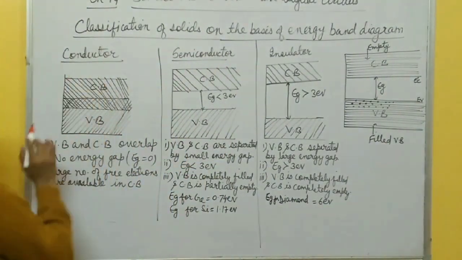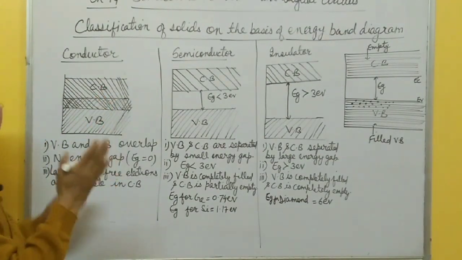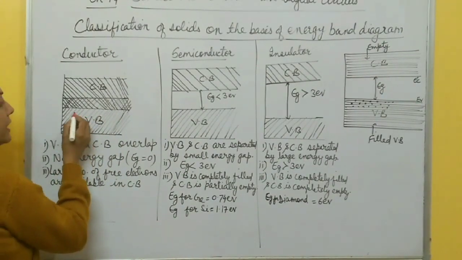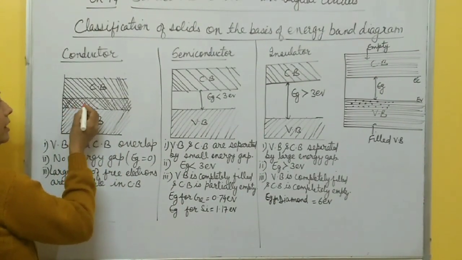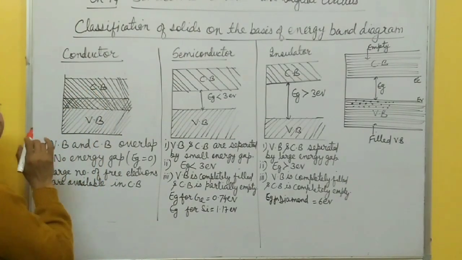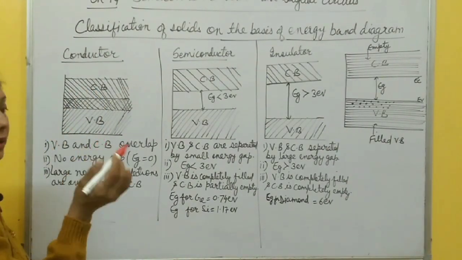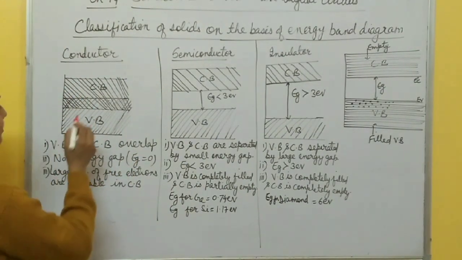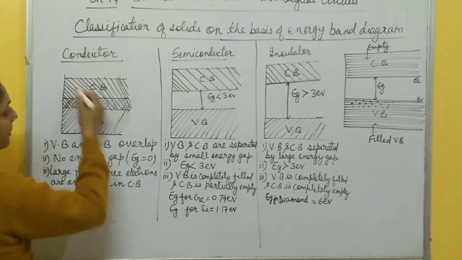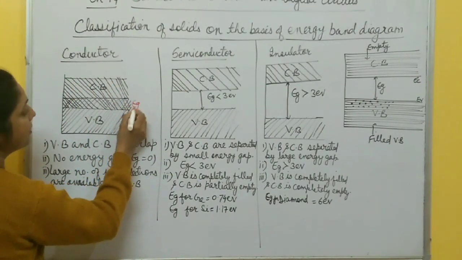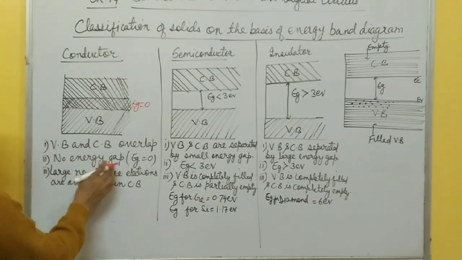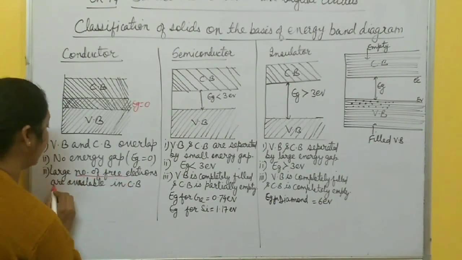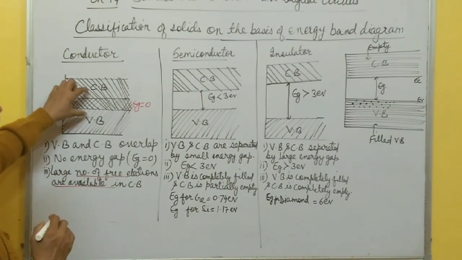insulators. In case of conductor, valence band and conduction band overlap, and due to overlapping, the valence electrons easily move to the conduction band and they are ready for conduction. That's why conductors have good electrical conductivity, right? So in this case, this one is valence band and this one is conduction band, they are overlapping, and here the band gap is what? 0. Both overlap and there is no energy gap, Eg is 0, and here a large number of free electrons are available in the conduction band due to overlapping of these two bands.